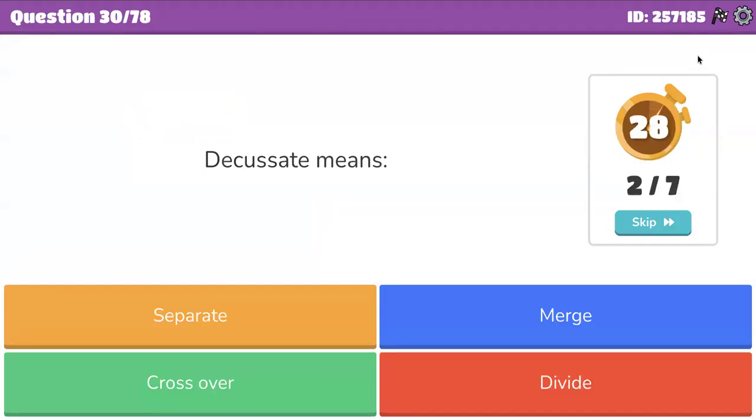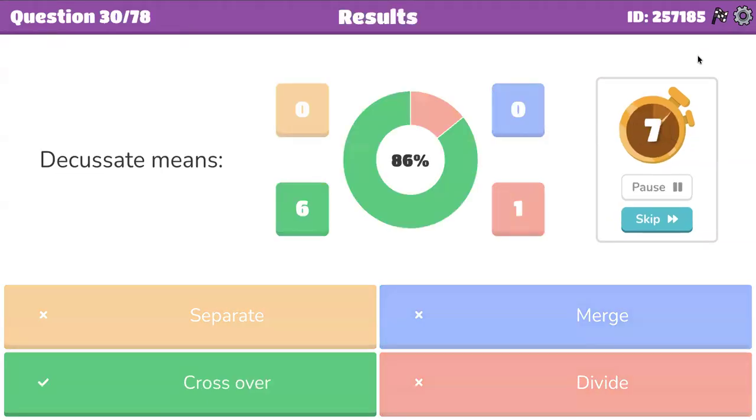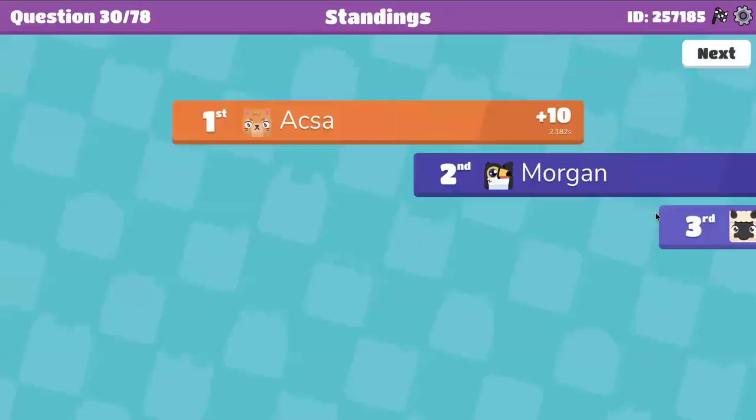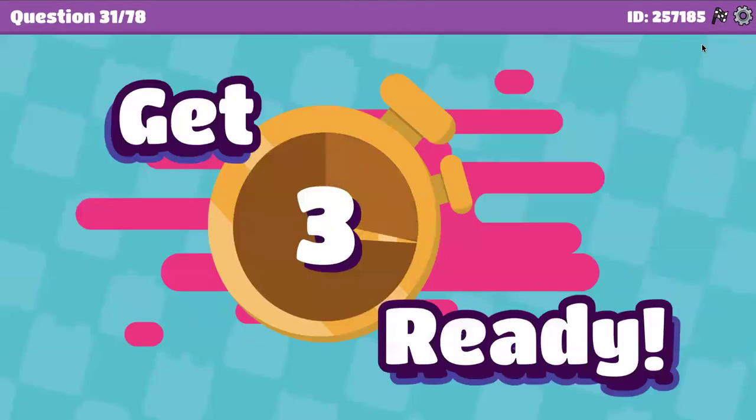Decussate means what? Like when you're left-handed, the right side of your brain is stronger, while when you're right-handed, the left side of your brain is stronger, and it's because they cross over, they decussate, before they reach the brain.